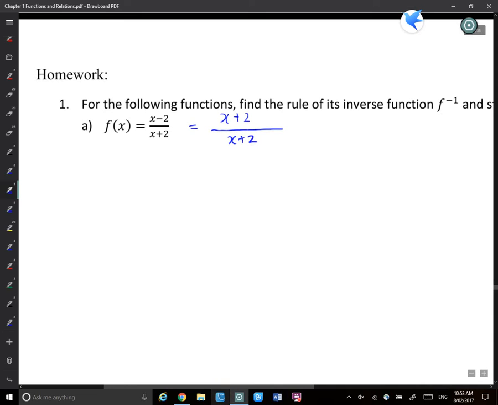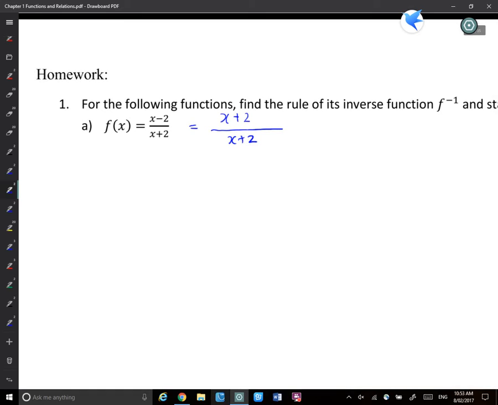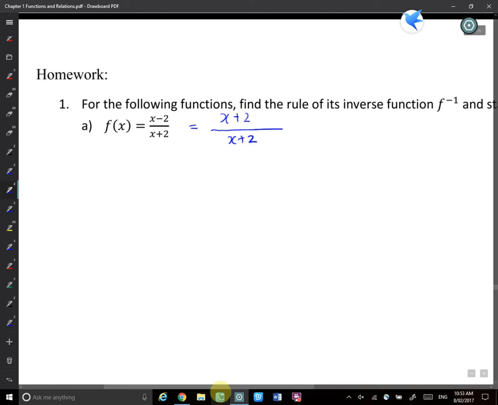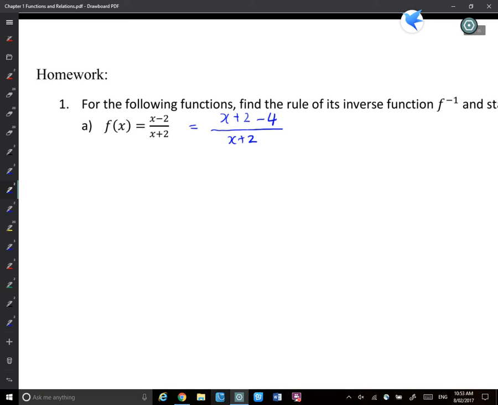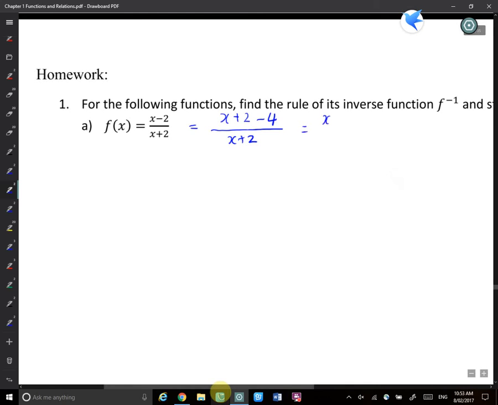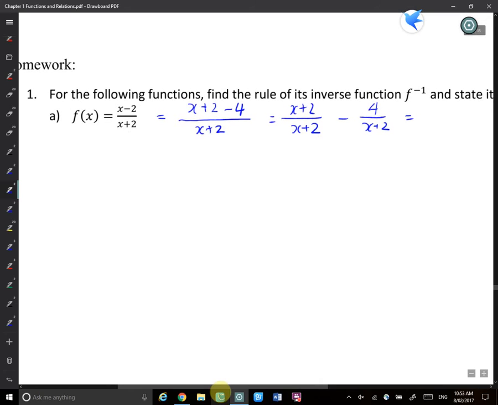But I actually have minus 2, but I plus 2 here. It's not good, so I need to subtract 4 from that as well. So the numerator is still x minus 2, but I have one part which looks exactly the same as the denominator. And now I can separate that. Minus 4 over x plus 2, that gives me minus 4 over x plus 2, and plus 1 at the back.